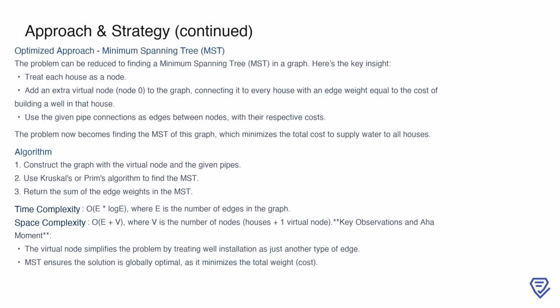This approach is computationally efficient, with a time complexity of O(E log E), where E is the number of edges in the graph, and a space complexity of O(E + V), where V represents the number of nodes, including the houses and the virtual node. By adding the virtual node, we simplify the problem significantly, allowing the installation of wells to be treated as just another type of edge. The MST guarantees a globally optimal solution, as it minimizes the total weight of the tree.